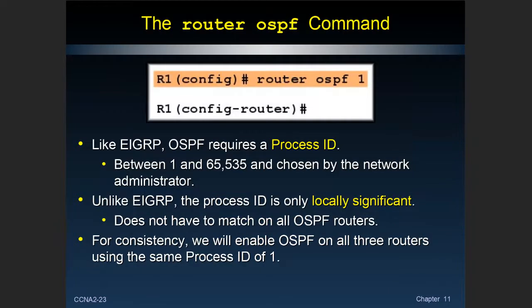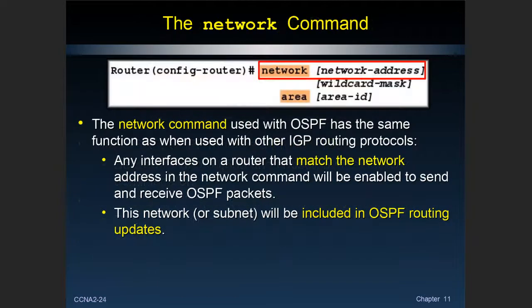So here is our basic command to turn on OSPF. We're going to go to global configuration mode and say router OSPF and put a number. This is a totally arbitrary number. It doesn't have to be the same on all the other routers, but I'm superstitious, so I'm going to just say router OSPF 1 on all of them. The prompt then changes to config-router, and we're going to tell it whatever networks we need to attach and so forth. It's a 16-bit number, any number between 1 and 65,535 chosen by the network administrator. It's locally significant only and doesn't have to match, but for consistency, let's just use 1 for all of them. There's another number that has to match, the area number. We haven't gotten to that yet.